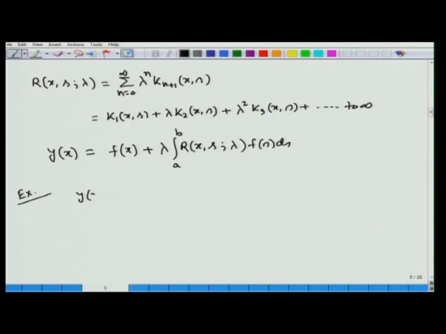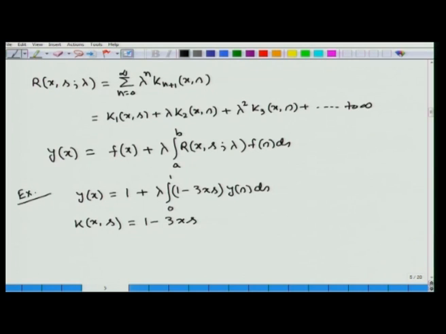Now, here we are considering the problem, that is y(x) equal to 1 plus lambda integral 0 to 1 of (1 minus 3xs) y(s) ds. We have to solve this problem. So, therefore, our kernel k(x,s) is equal to 1 minus 3xs.